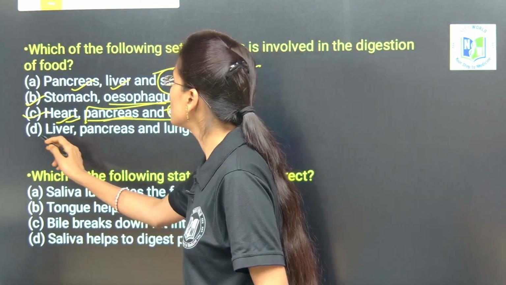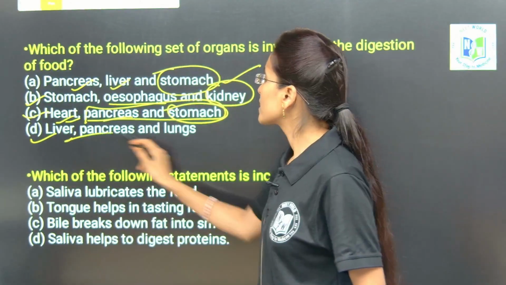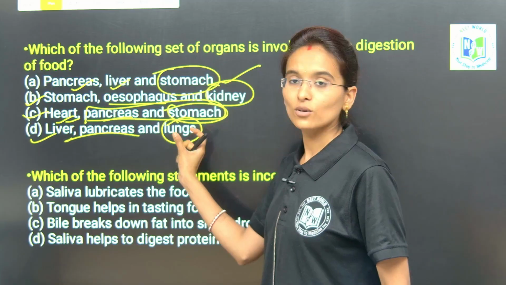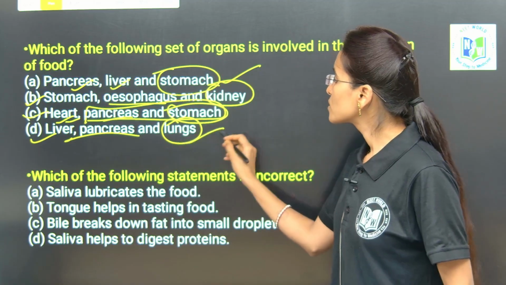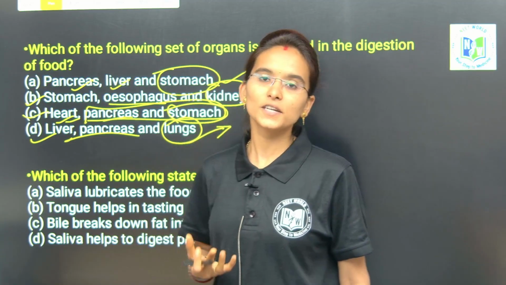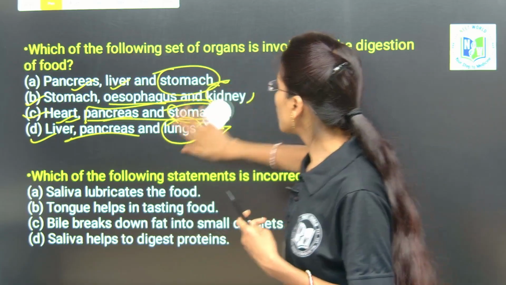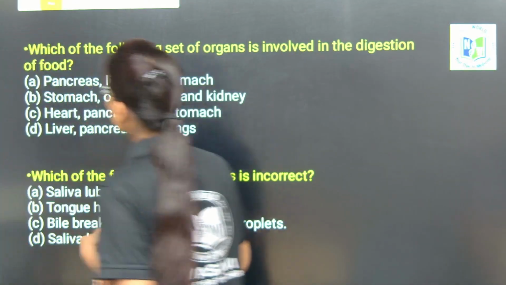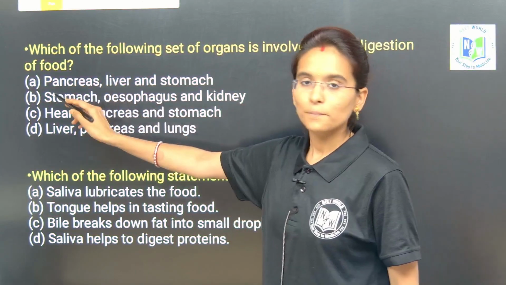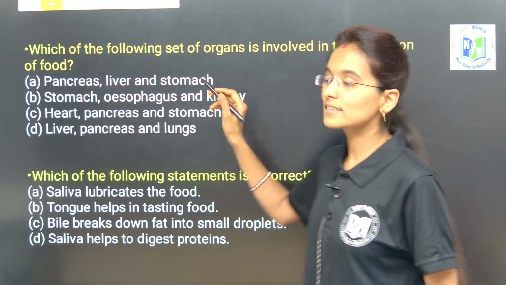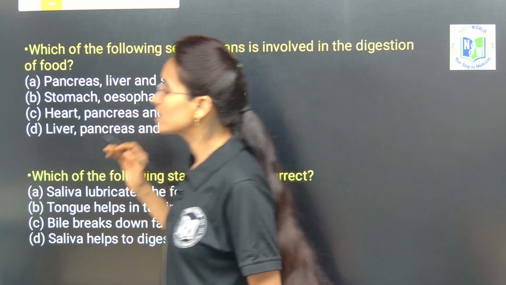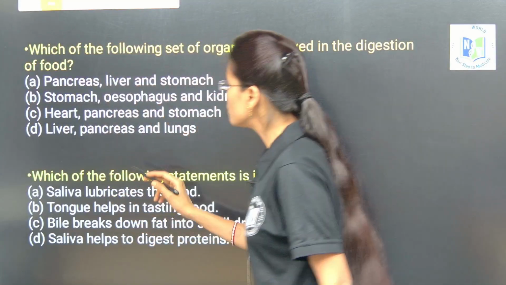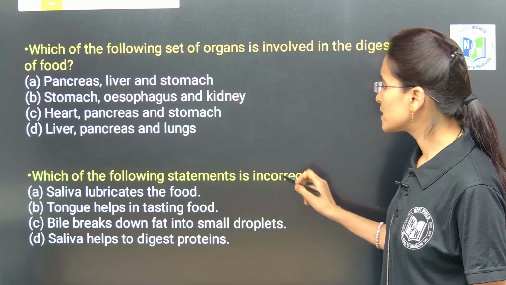And next one, option D is liver, pancreas and lungs. Here again, the last organ, lungs, is actually involved in respiration, my dear students. So among all these four options, the correct pair of organs is option A, pancreas, liver and stomach, which are involved in what, my dear students? Digestion.